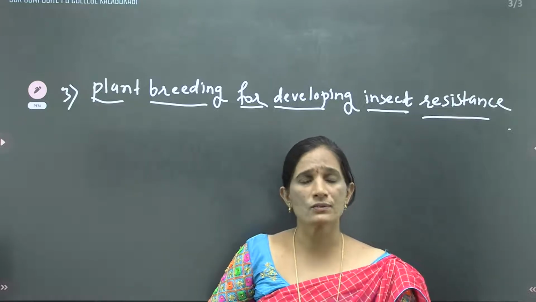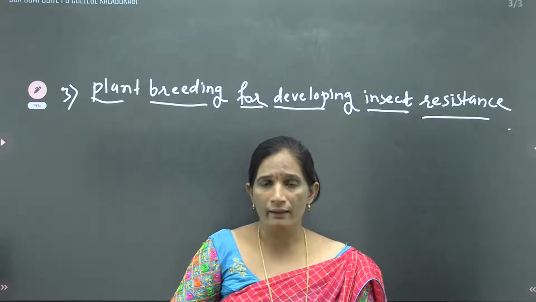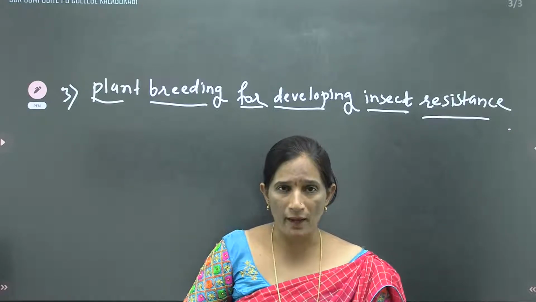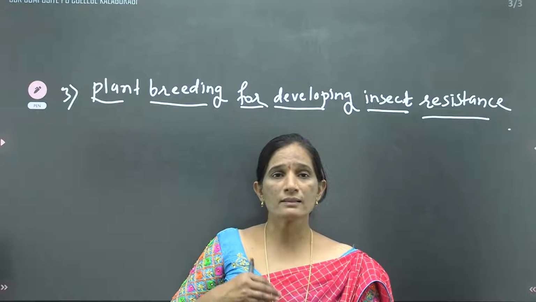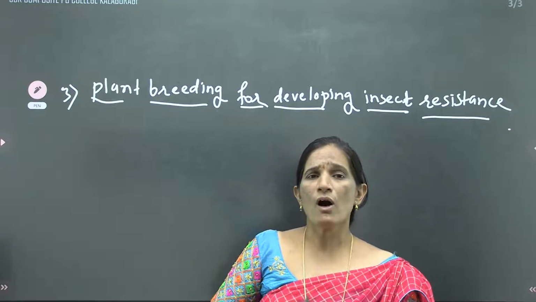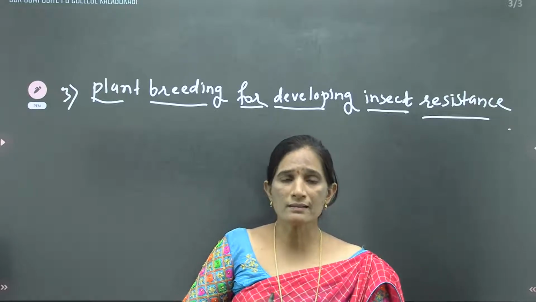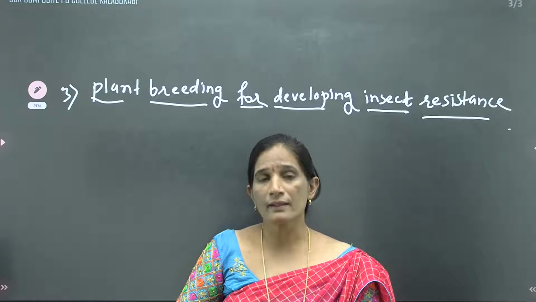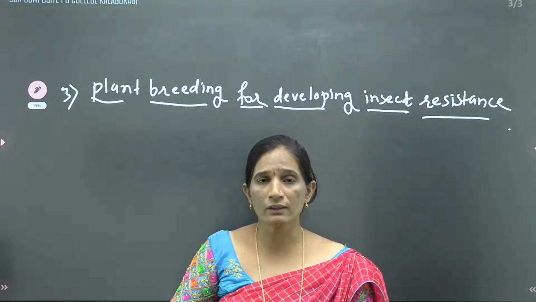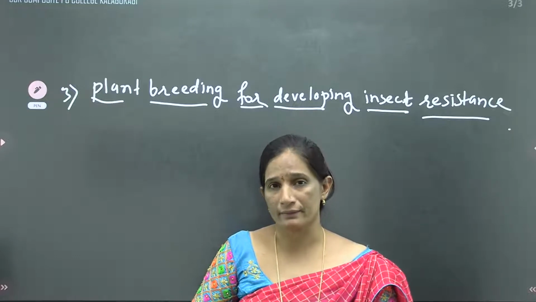There is a large destruction of yield. Like bacteria, fungi, as well as the viruses, insects also infect crop plants, and there is a large destruction in yield. Is it clear? So how are they going to produce insect resistant plants? It is due to the morphological, physiological, as well as the biochemical characteristics.